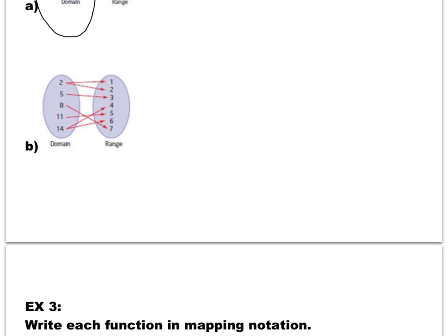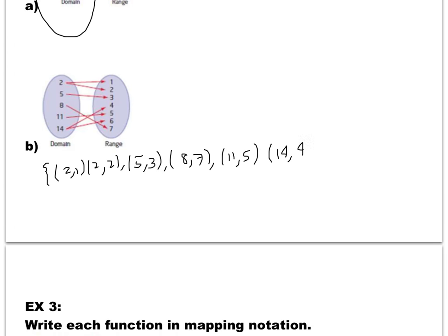The next question is the same. So for the ordered pair, I'm going to write open curly bracket, (2, 1), (2, 2), (5, 3), (8, 7), (11, 5), (14, 4), and (14, 6).